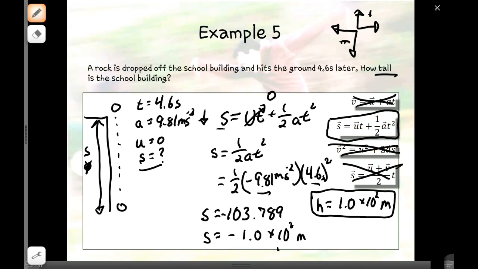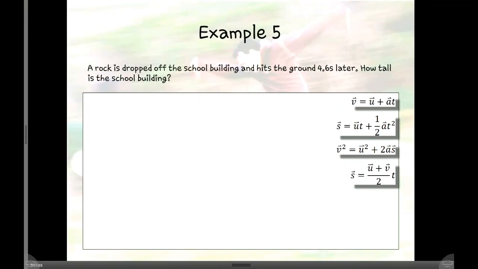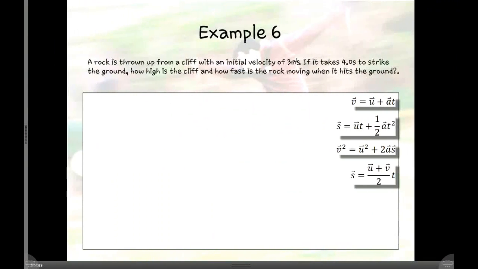All right, let's go ahead and move on to the next problem. Clear this one. All right, this is the last example. We have a rock that's thrown up from a cliff with an initial velocity of 3 meters per second. If it takes 4 seconds to strike the ground, how high is the cliff, and how fast is the rock moving when it hits the ground?